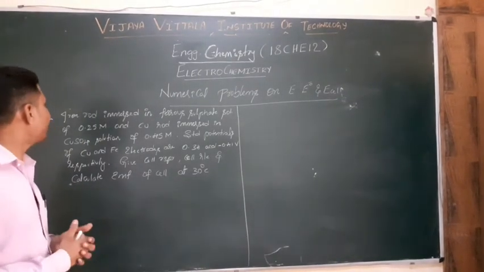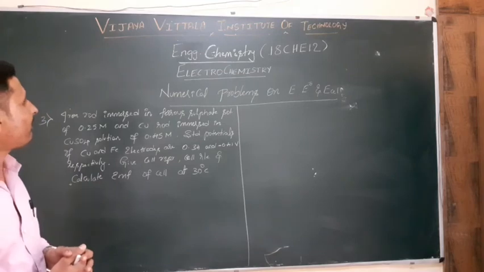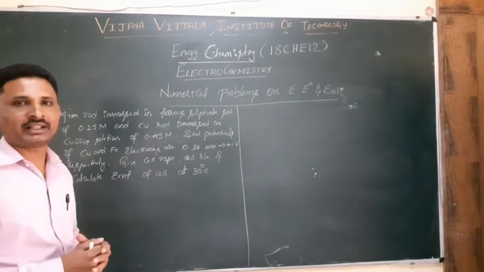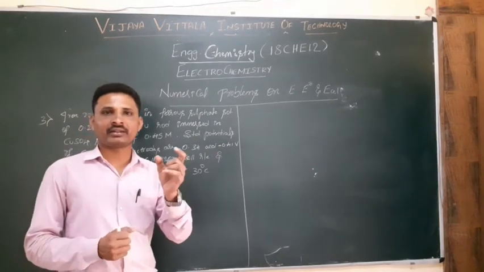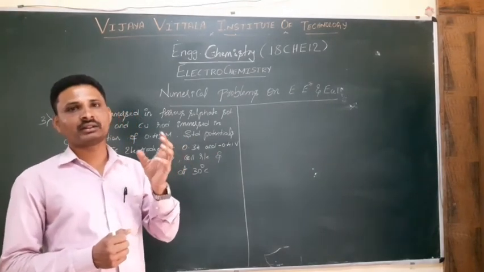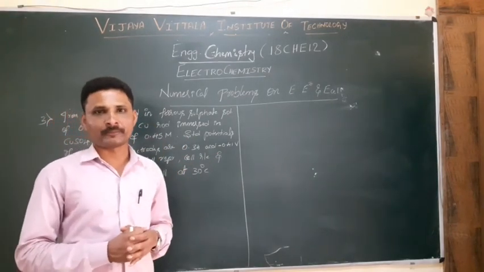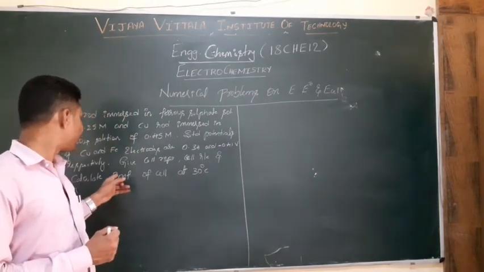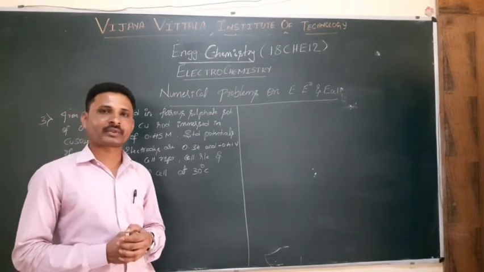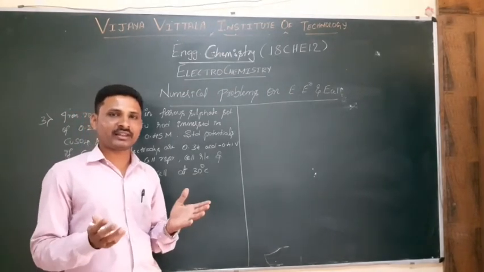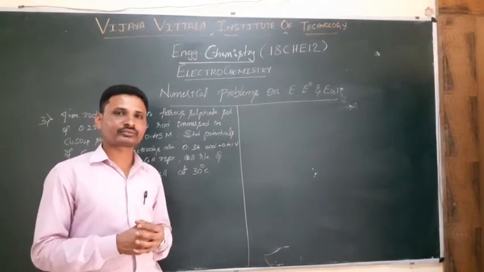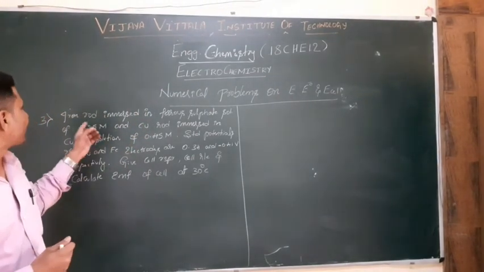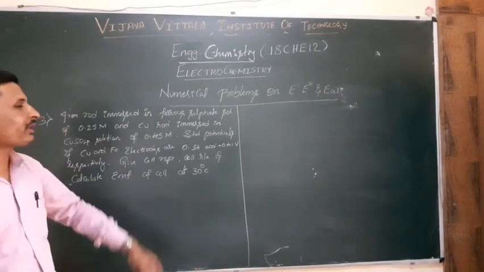Yes, this numerical is different from the previous one. In the previous two numericals we determined the electrode potential, right? So here we need to calculate the cell potential, right? A cell is nothing but a coupling of two or more electrodes. Here it is a coupling of iron and copper electrodes.